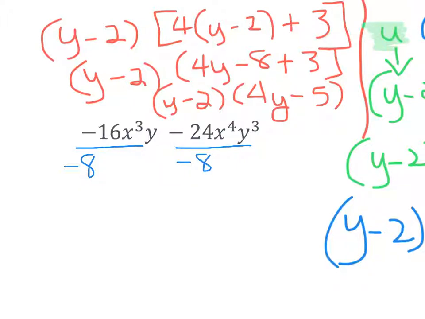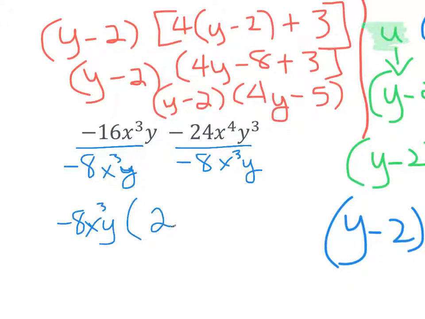Notice they both have an x and a y. So I find the smallest x and the smallest y between the two. Write the GCF on the outside, and now divide. So negative 16 divided by negative 8 is positive 2. The variables are all the same, so they're gone. And then negative 24 divided by negative 8 is 3. And then x to the 4th divided by x to the 3rd is x. Y to the 3rd divided by y is y squared. And it's factored.